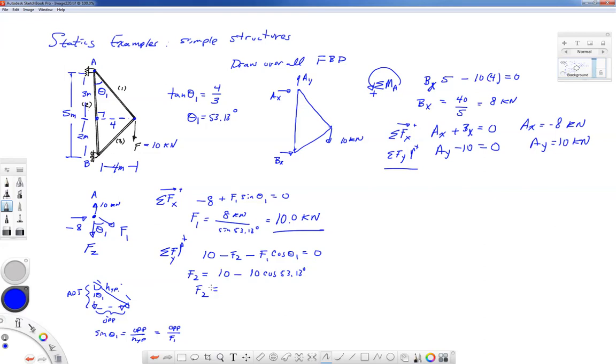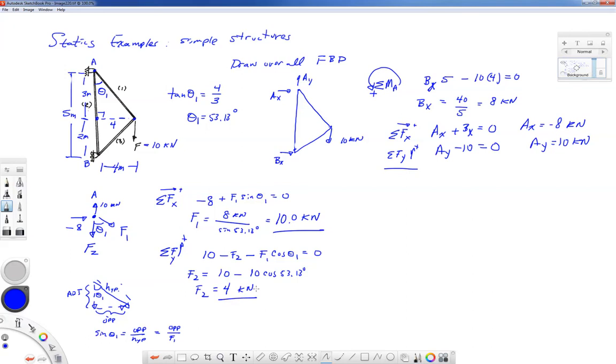And make sure your calculator is in degrees. I'll take the cosine of 53.13, that's 0.6, multiply it by 10, gives me 6, and I'm going to subtract it from 10, that gives me 4. So that tells me that the force F2 is equal to 4 kilonewtons.